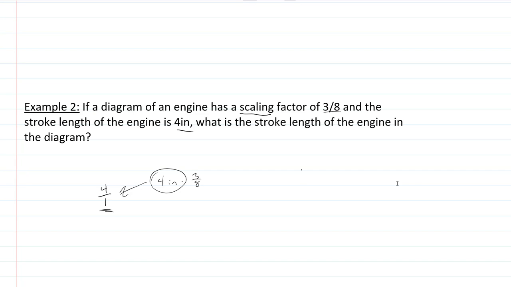So carrying out this operation, 4/1 times 3/8 is equal to 4 times 3 is 12 on top, and 8 times 1 is 8 on the bottom. Now we can reduce this by dividing both top and bottom by 4, right? I notice that they're both divisible by 4, and I end up with 3/2. So my answer is 3/2 inches. So that would be the stroke length of the diagram engine.